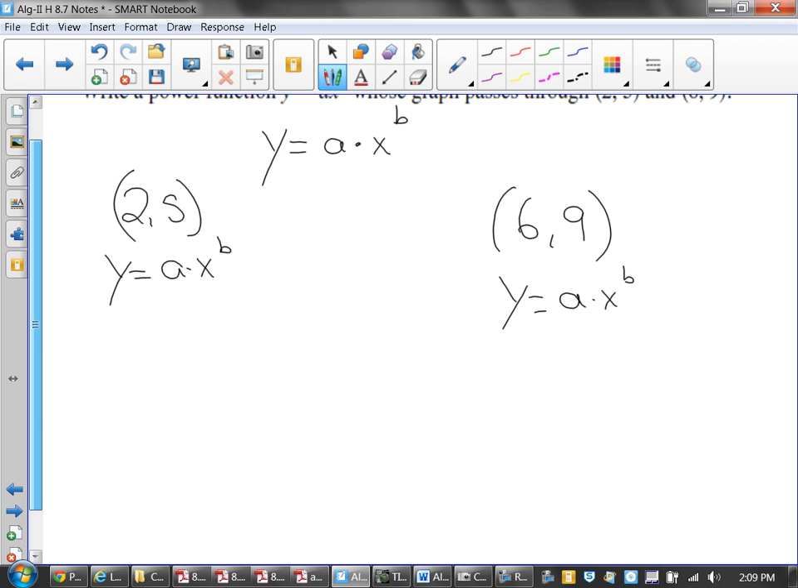Again, substitute in. I know that 5 is going to equal a times 2 to the b. And I know that 9 is going to equal a times 6 to the b.